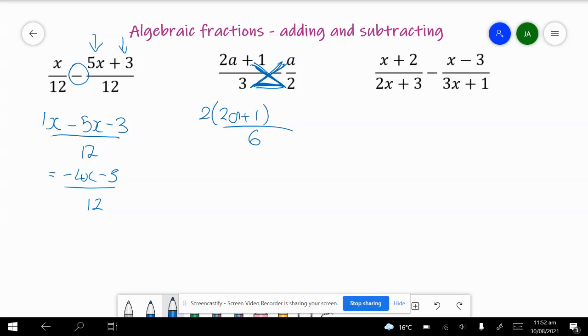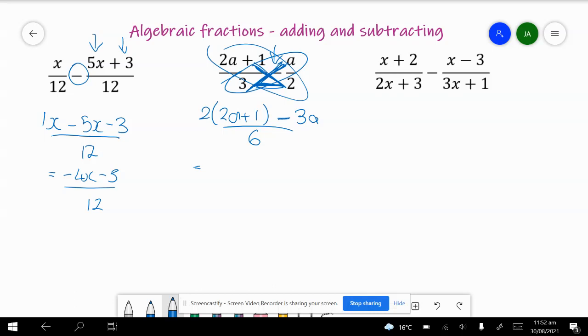Okay, and then we're going to do the other cross bit, which is this bit here. Now, in the middle is a minus because we're subtracting it. And 3 times a is just 3a. Okay, so first we go 2 times 2a plus 1, and then we go minus the 3a. Okay, let's tidy this up a little bit.